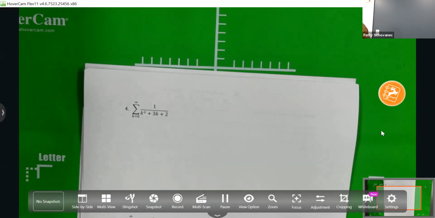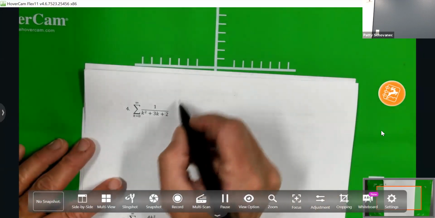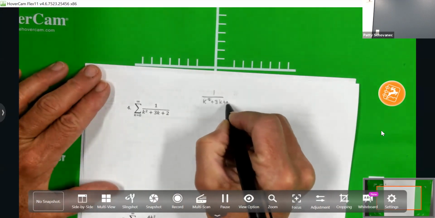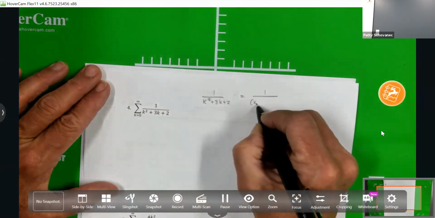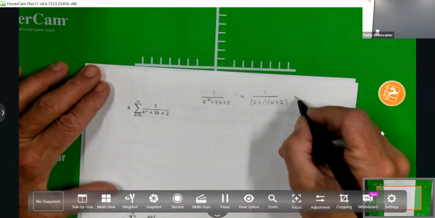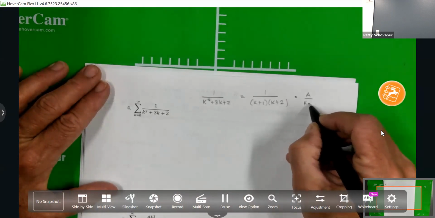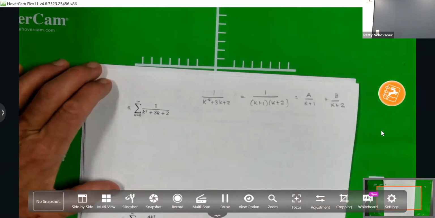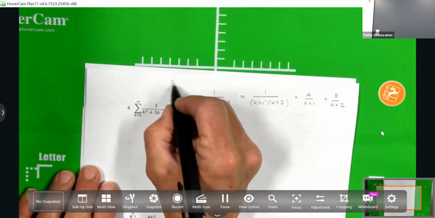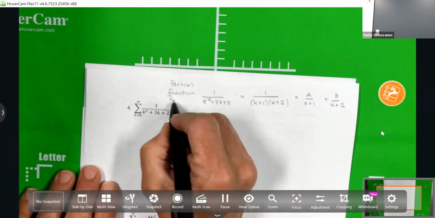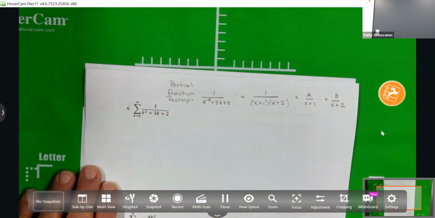So let's write that in factored form. I know factors of 2 that add to 3 would be 2 and 1. So let's start with writing 1 over k squared plus 3k plus 2 as 1 over (k plus 1)(k plus 2). And then let's find constants A and B, where A is above the k plus 1 and B is above the k plus 2. Do our partial fraction decomposition.